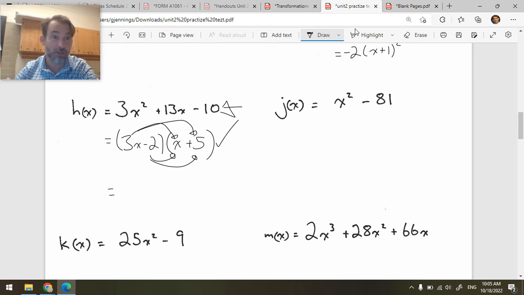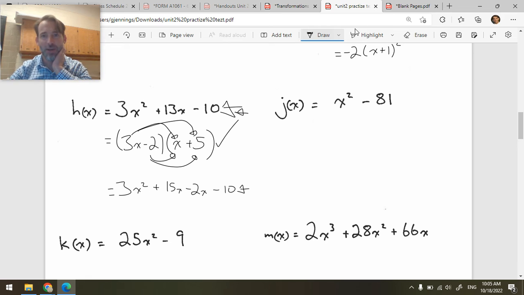Okay, let's actually check our answers here, because you should check your answers on the test because you care about your marks. 3x squared plus 15x minus 2x. Notice that's how we broke that down into factors. And minus 2 times 5 is minus 10. If I simplify this, I get this back. Cool.